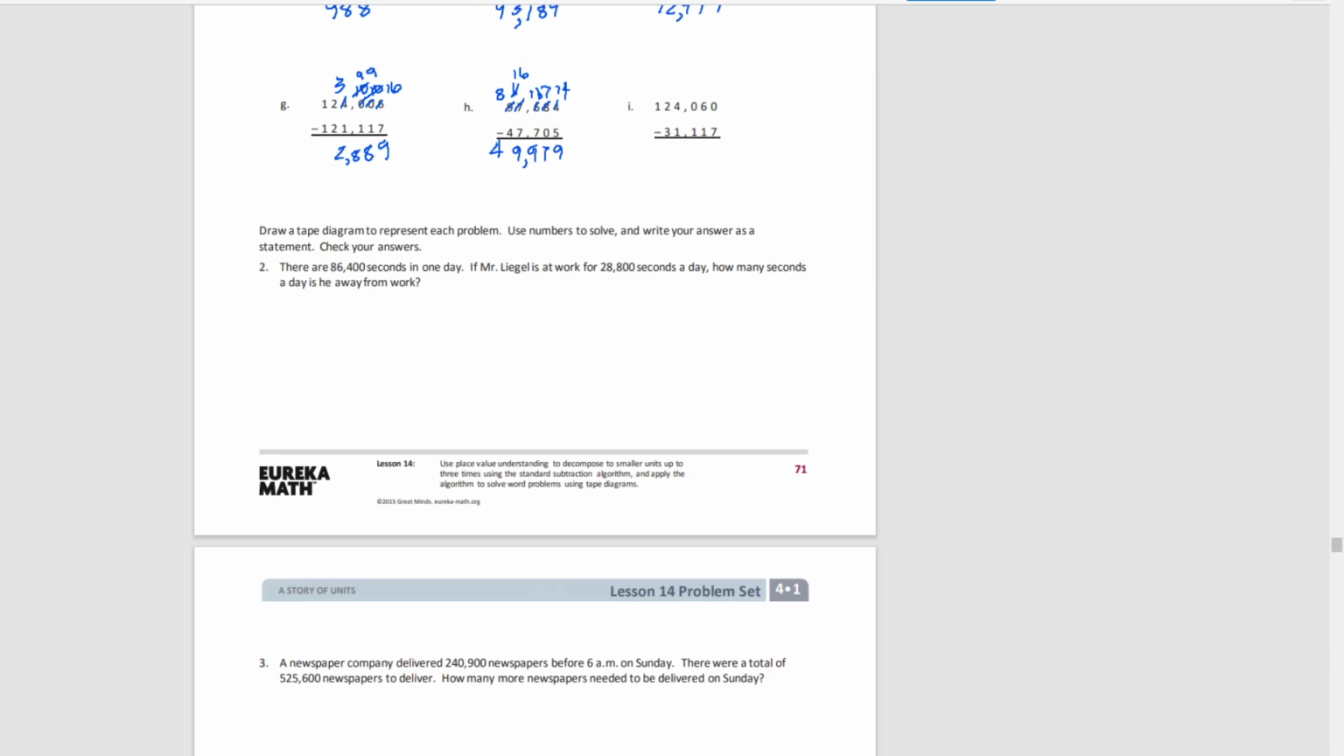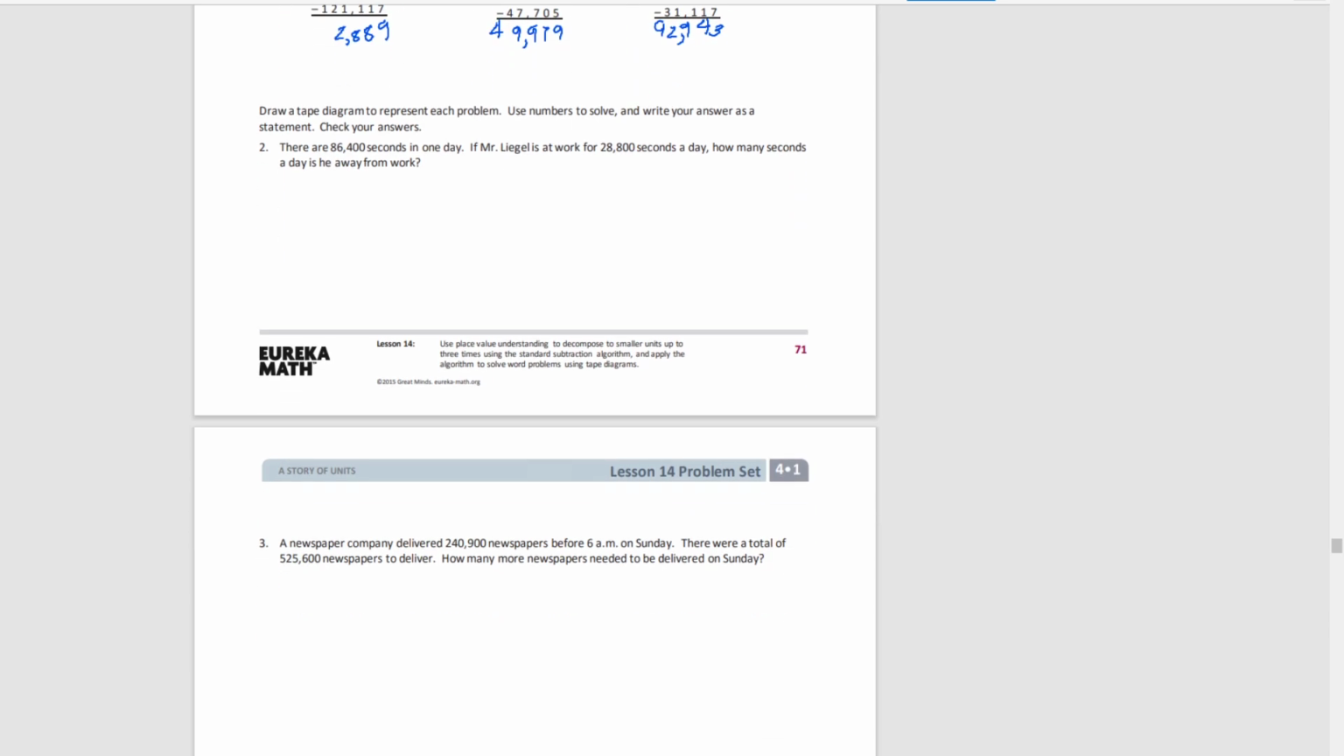For I, we can't do the ones, so we're going to take 110 and make it into 10 ones. Can't do the hundreds, so we'll take 1,000 and make it into 10 hundreds. Can't do the 10,000s, so we'll take 100,000 and add it to the 10,000. So now we can subtract. And we get 3, 4, 9, 2, 9. So we have 92,943.